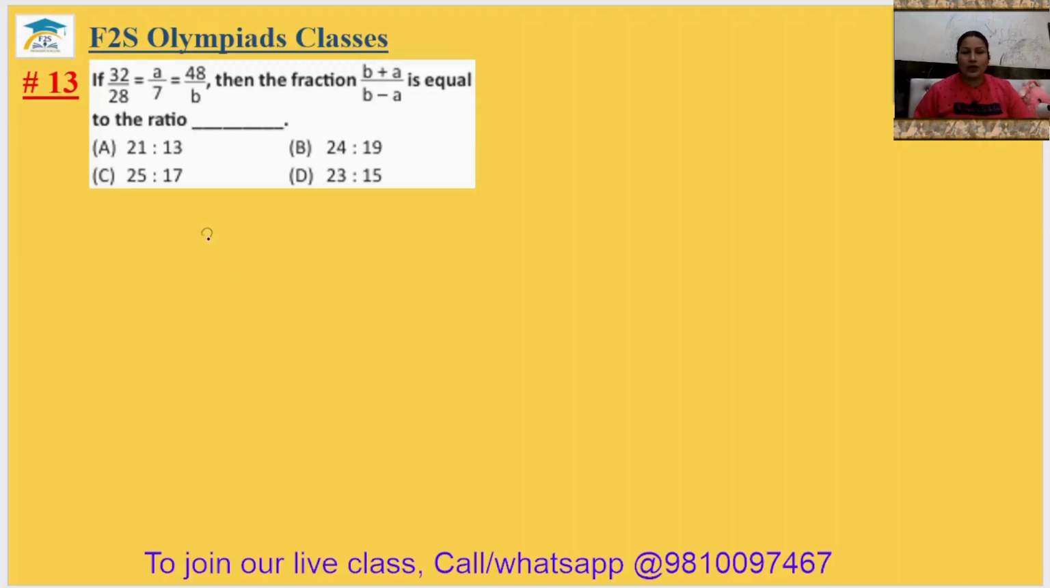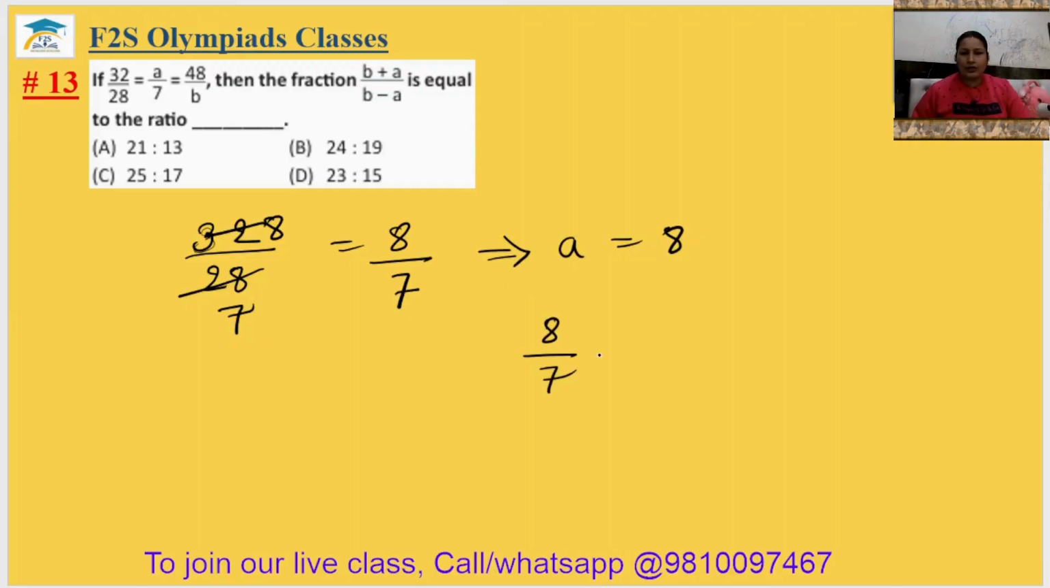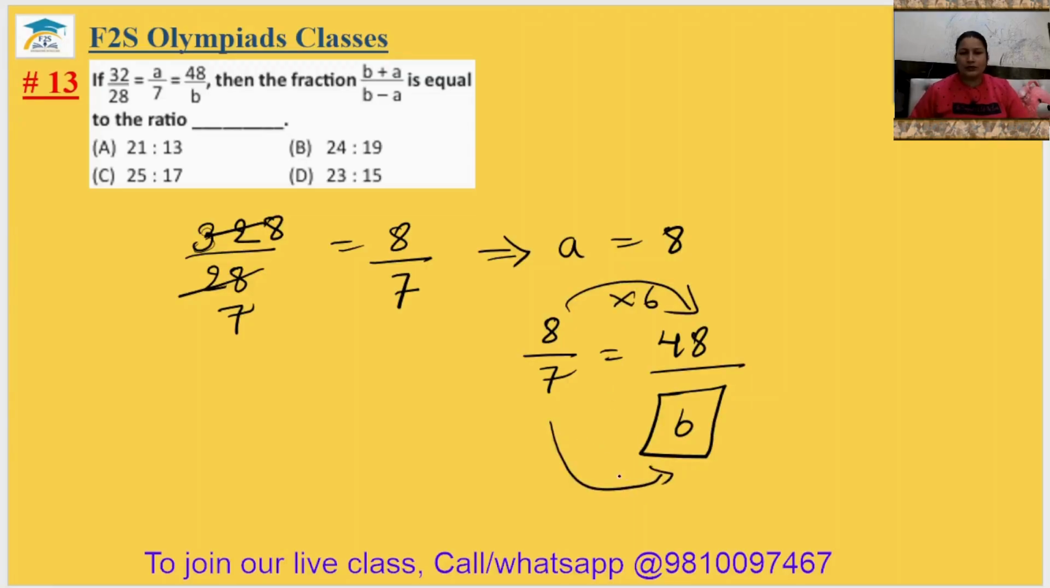So to find the value of a and b, let's reduce the fraction 32 by 28. That is, 4 sevens are 28, 4 eights are 32, that is 8 by 7. So we can write a as 8, and 8 by 7 equal to 48 by b. This is your b. 8 sixes are 48, 7 sixes are 42. This implies b equal to 42. So b plus a: 42 plus 8 upon 42 minus 8.